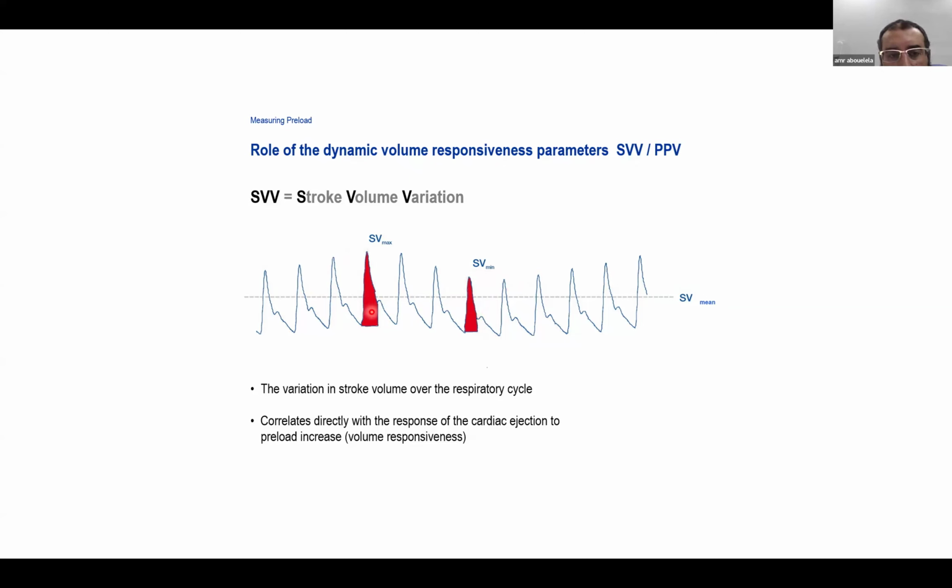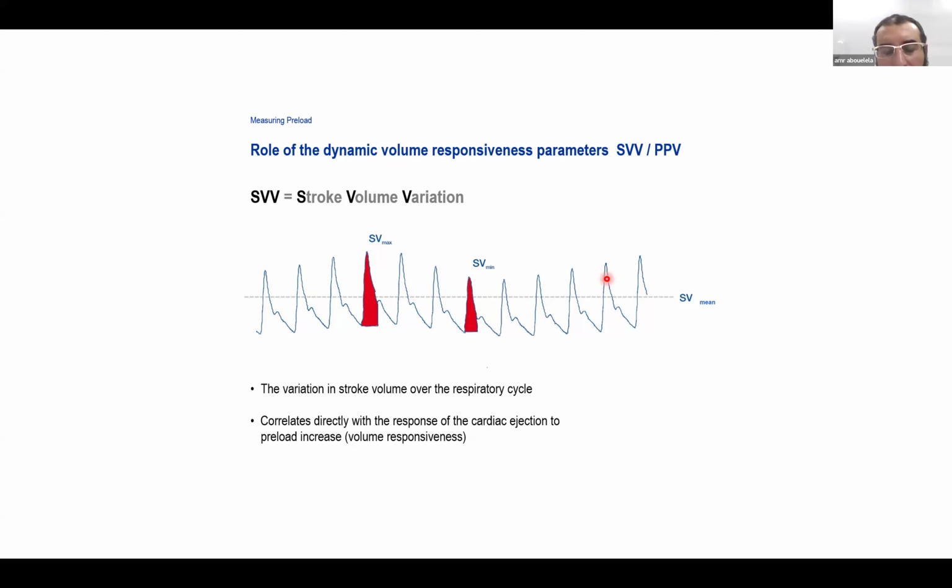If the patient is dry or fluid responsive, we will have a big variation between the size of the different waves of the stroke volume. If you have too much variation like this, you are expecting a good fluid response. If all the waves are equal to each other, like these two waves, it means the variation is low, and the patient will not be fluid responsive.